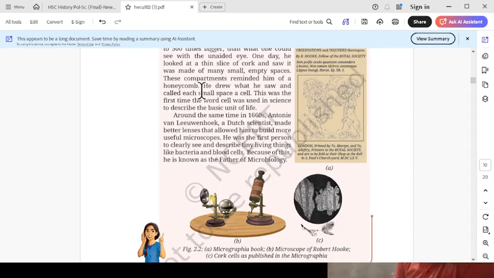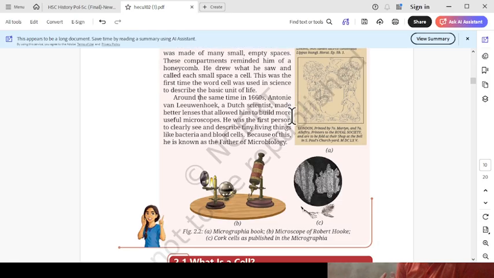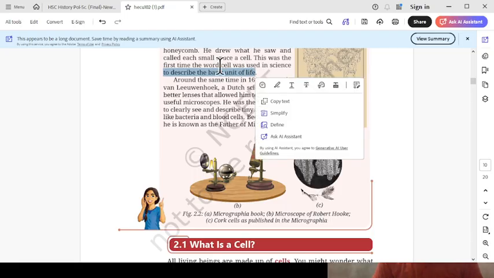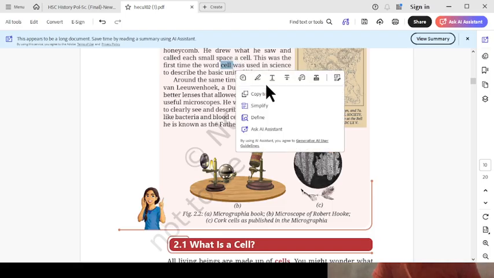So what is a cell? A very important question for your exams. In the honeycomb, the small spaces are called cells. This was the first time the word cell was used in science to describe the basic unit of life. So here is one important question: what is the basic unit of life? The answer is the cell.